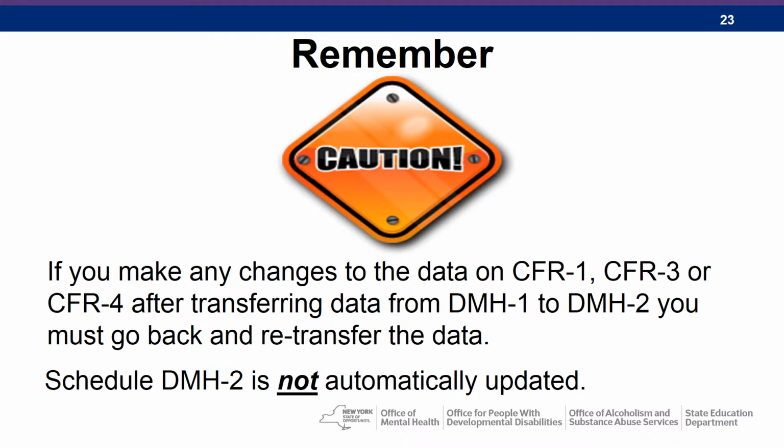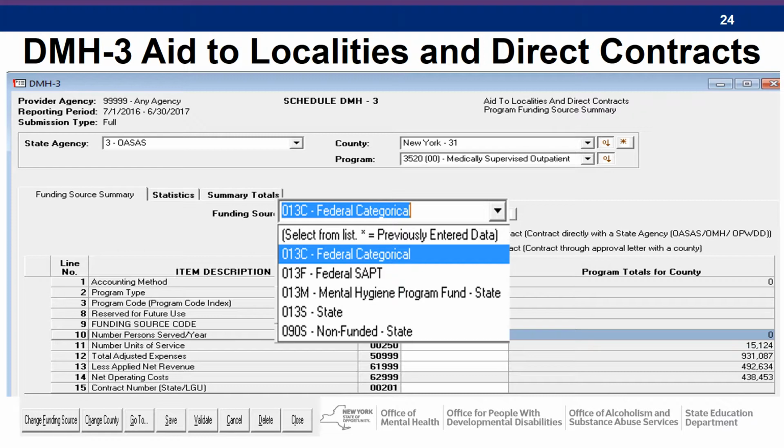Remember, if you make any changes to the data on a CFR1, CFR3, or CFR4 after transferring data from the DMH1 to the DMH2, you must go back and retransfer the data. Scheduled DMH2 is not automatically updated. Line 8, which is reserved for OPWDD only, was revised to reserved for future use. Lines 10, 17, and 24 were revised to number of persons served per year.